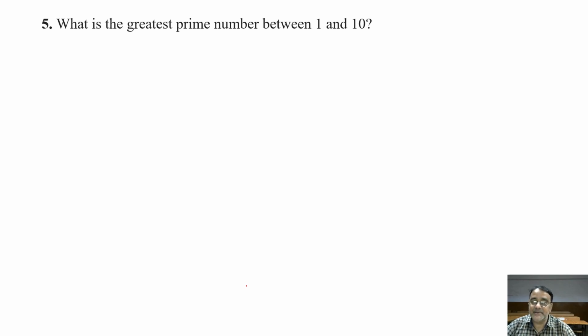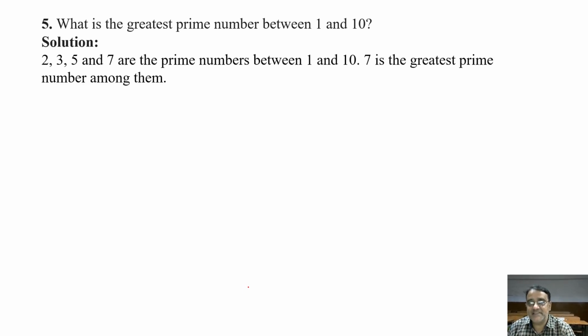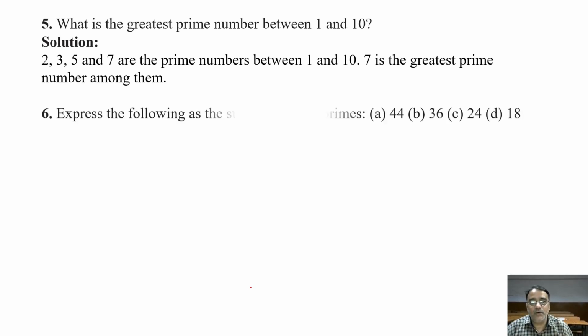So 1 and 10 के बीच में कितने prime number होते हैं? 2, 3, 5, 7. इसमें सबसे बड़ा 7 है. So 7 is the greatest prime number between 1 and 10. Now express the following as the sum of 2 odd primes.